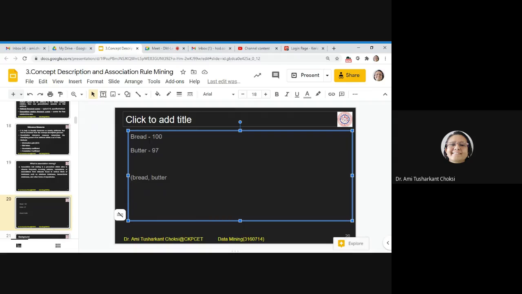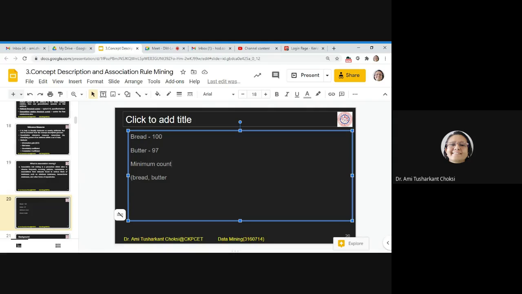Now I want to check this. Both the items are purchased many times. Now, many times means what? 100 is a good one, 97 is a good one, and if the number is 4 or 5, it is not a good one, it is a bad one. For that, the minimum threshold is to be considered for a particular shop, for a particular problem statement.